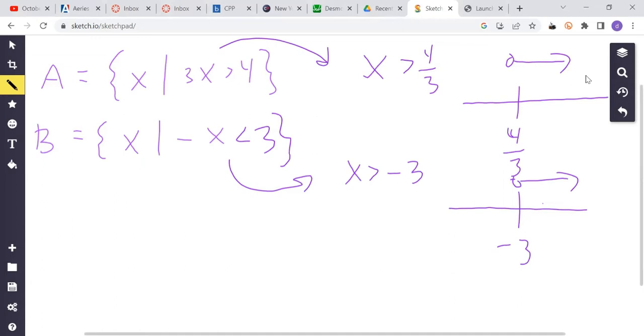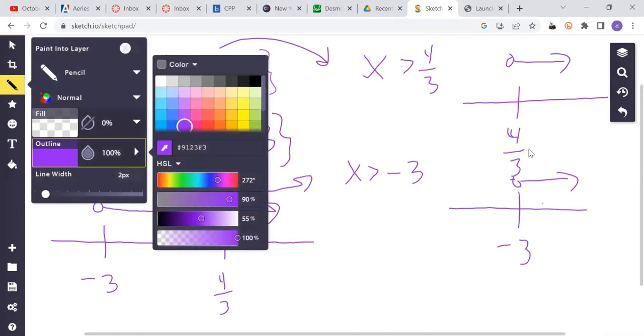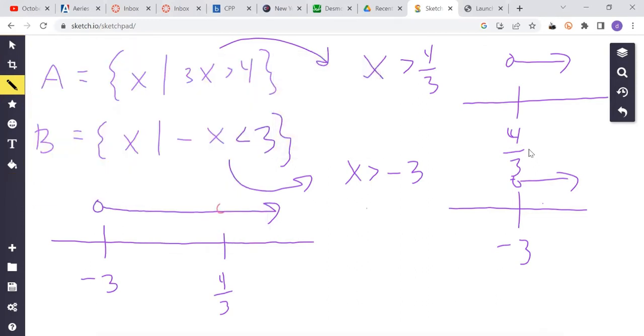Maybe what we can do is draw one number line that has both things on the same number line. Instead of two separate, just make one number line for both. So on one of them, it would be purple like that. And on the other one, let's change the colors. Let's go red. Like that.